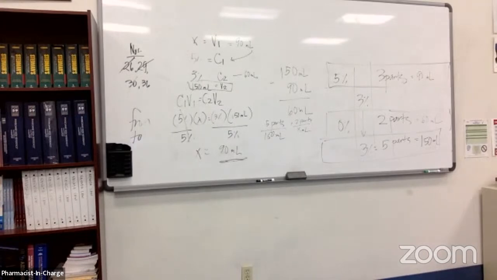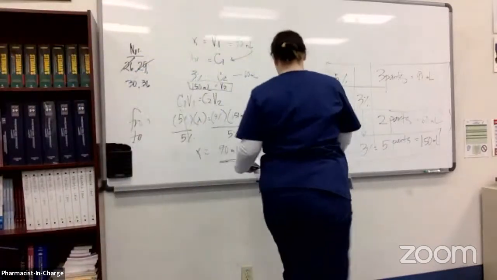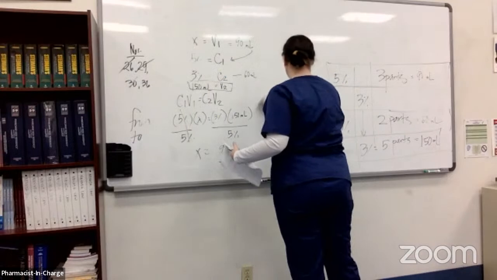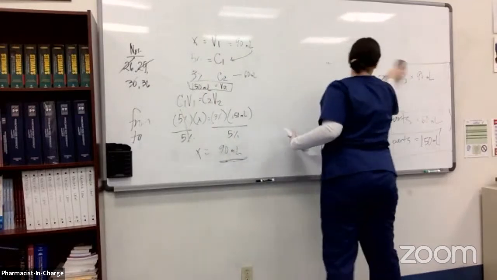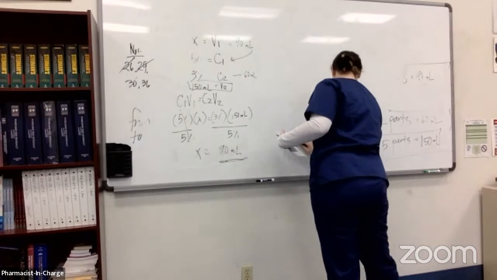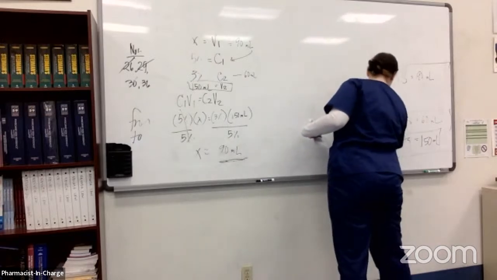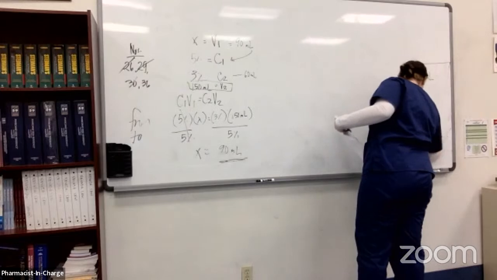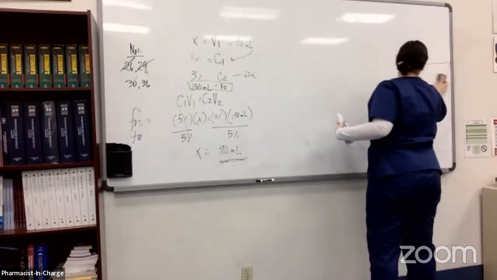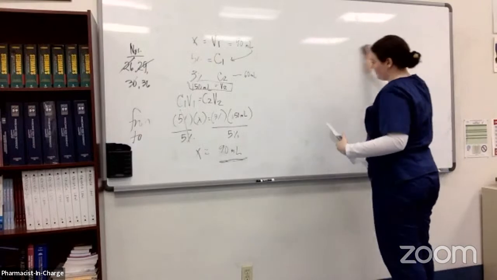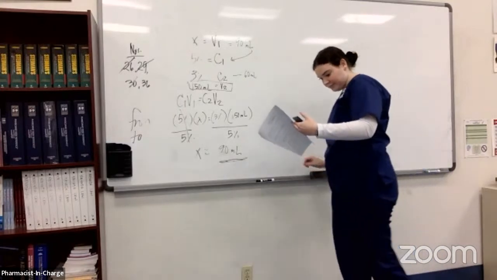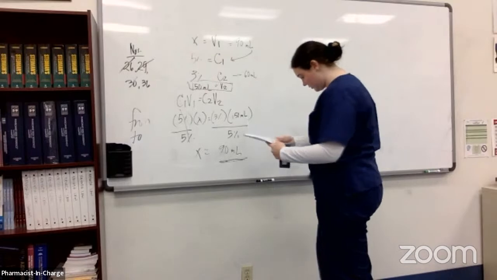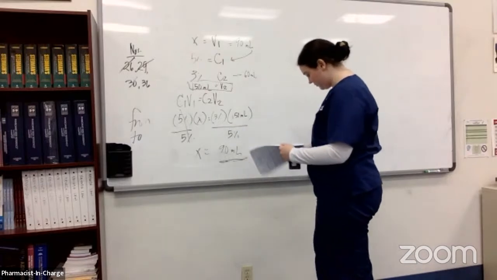This time, what should I use? Alligation. Can you use C1V1 equals C2V2? No! There are 3 strengths, so what should you use? Alligation, the tic-tac-toe. But no one is stopping you from using tic-tac-toe for alligation if water is involved, meaning dilution. Just use 0% for water. Some students like using alligation even if it's a dilution problem. They just use 0% for water.